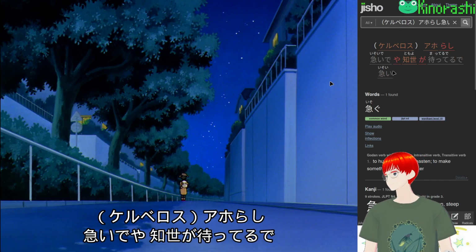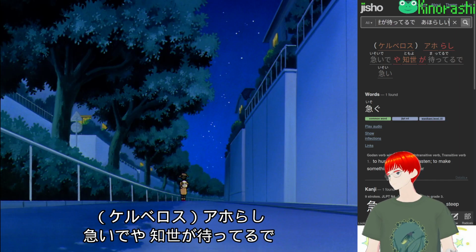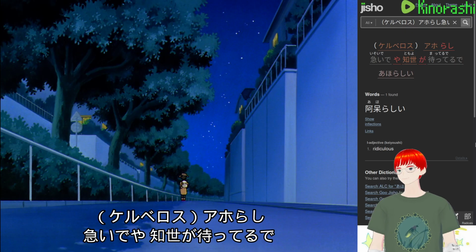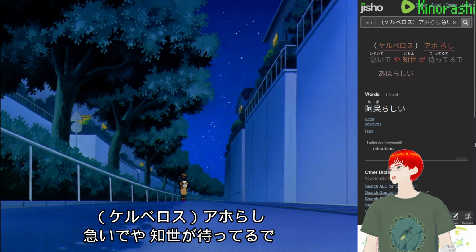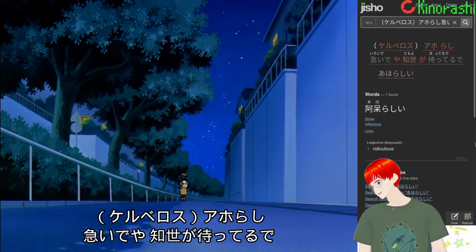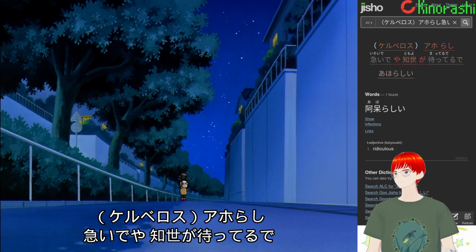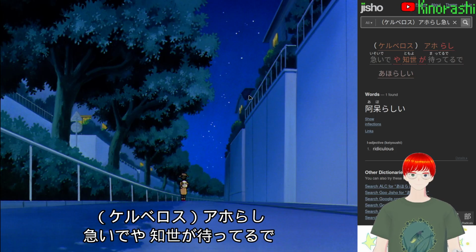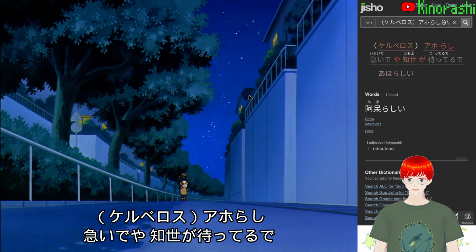Ahorashi. Ridiculous. Ahorashi. I wonder, is ahorashi Kansai ben? No, ahorashi is not unique to Kansai ben. It's standard Japanese. The word aho is the Kansai ben equivalent of baka.